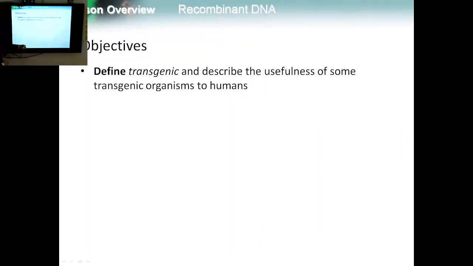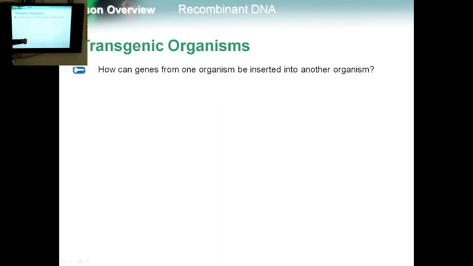For today's lecture, we have a specific objective, which is to define transgenic and describe the usefulness of some transgenic organisms to humans. So today we will discuss transgenic organisms, plants or animals. So how can genes from one organism be inserted into another organism? Can you imagine how we can insert a small gene in another organism? Or how we can take a small gene from a specific organism and insert it in another organism?